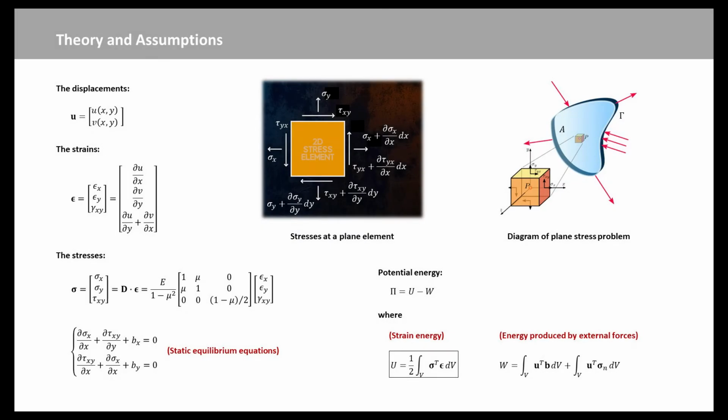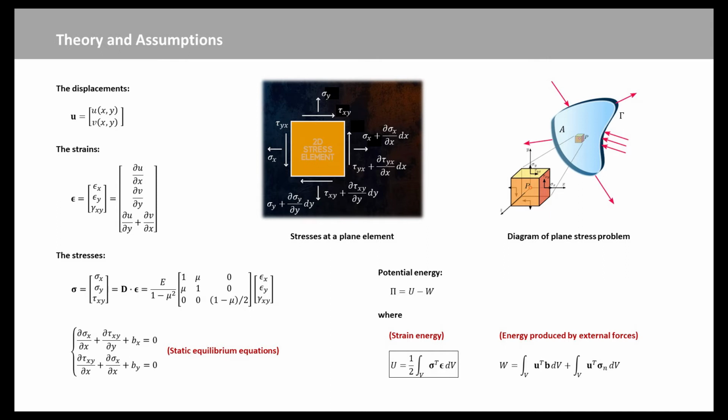In this video, we consider only isotropic, homogeneous materials, and the 4-node quadrilateral. The problem is defined in a domain A bounded by big gamma. The plane stress problem considers 2 global displacements, u and v, defined in global directions x and y respectively. Strains are obtained by derivation of displacement. By assuming a linear elastic material, we obtain the stress matrix, where E is the modulus of elasticity and mu is the Poisson's coefficient. The static equilibrium equations are defined, where Bx and By are body forces.